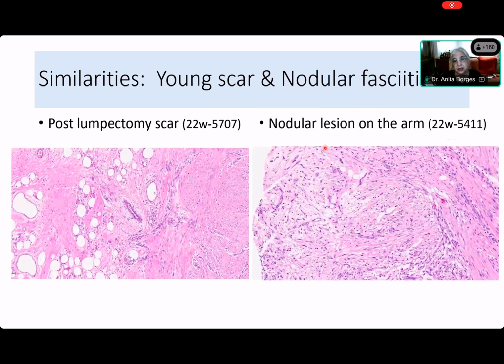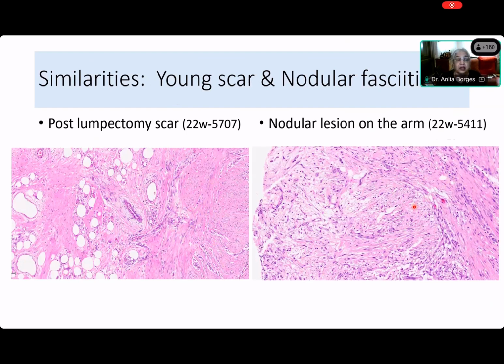Now what I want you to understand is simply this. Okay, this is a post-lumpectomy scar in the breast, and this is the nodular lesion. This is another nodular lesion on the arm, and I want you to look at the similarities between the two. There is good similarity between a young scar and nodular fasciitis. Okay, so when you are looking at scars, when you know that they are scars, like after a lumpectomy, don't just brush that off and say, oh, there's no tumor seen at the lumpectomy site. Look at a scar, and very often a lumpectomy is done within 3 weeks of a biopsy.